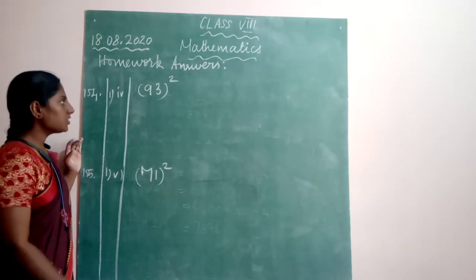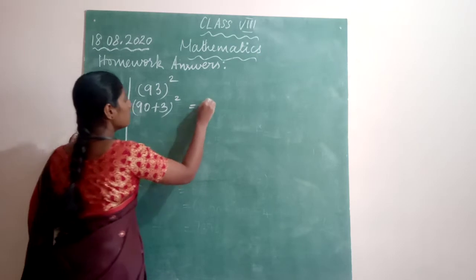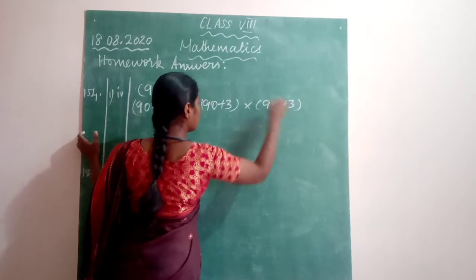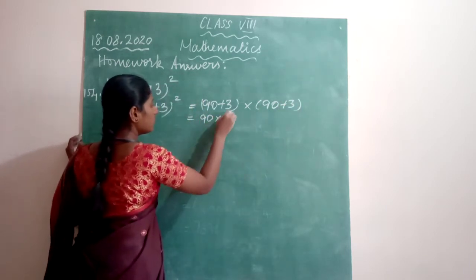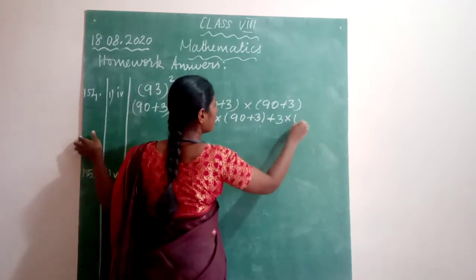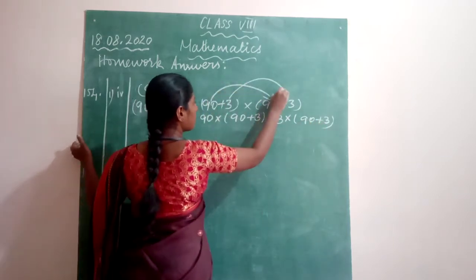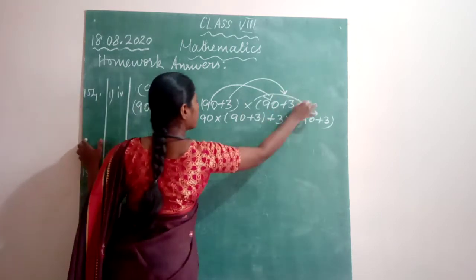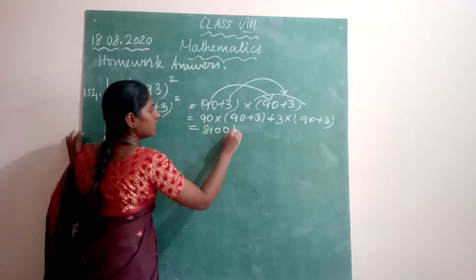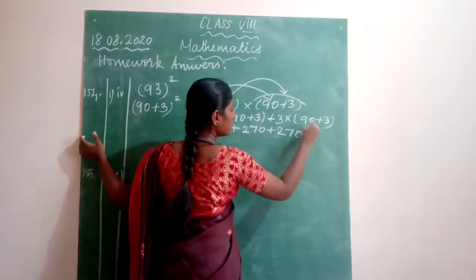Now look at the next question, 93 square. So this can be written as (90 plus 3) whole square, and that is equal to (90 plus 3) into (90 plus 3). Okay, so you will have 90 into (90 plus 3) plus 3 into (90 plus 3). Just distributing this first and then distributing it whole with this bracket. Next you will have 9 nines are 81, so double 0 as it is. 9 threes are 27, so 270. Again 3 nines are 27, so 270, and 3 threes are 9.